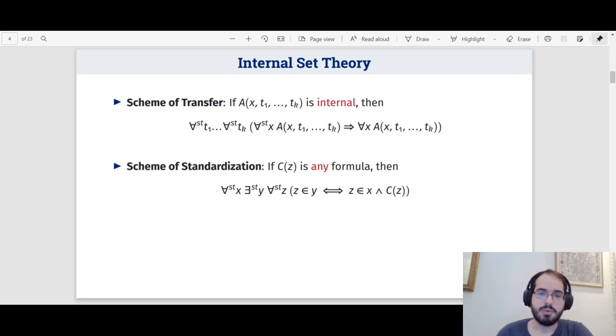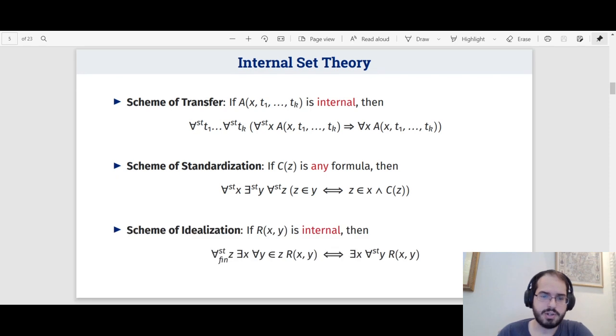We have standardization. So we no longer have separation for formulae that are internal, but we get the next best thing. If I take any formula, then there is a unique standard subset of a given standard set whose standard elements are the ones satisfying the formula. We don't know what happens to non-standard elements, but we know the behavior of the standard elements.